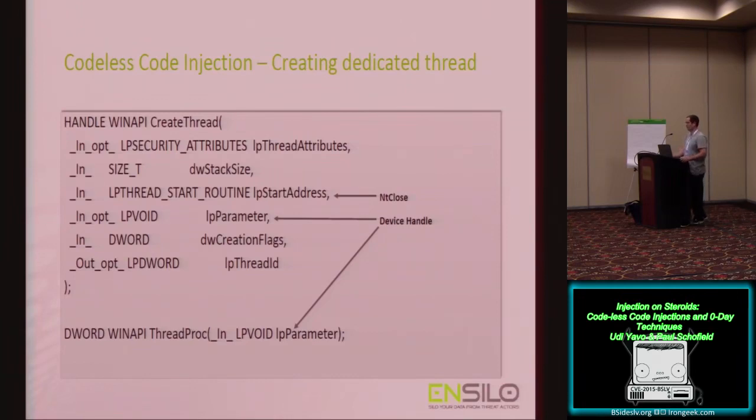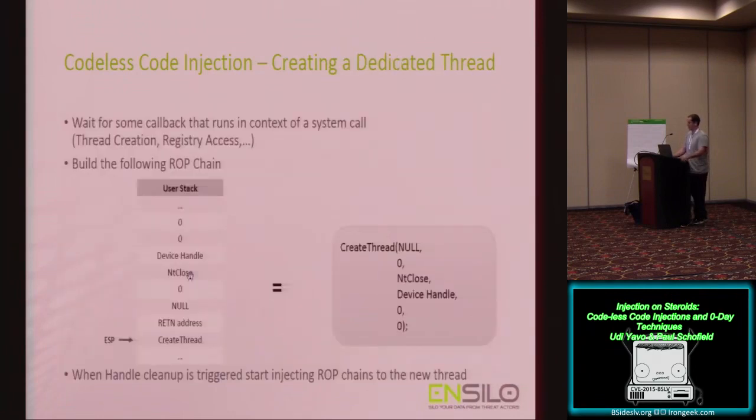Basically, there are two arguments we care about. The first one is the procedure that the thread is about to execute, and the other is the parameter it's about to receive. So what we're going to do is use the trick we did to get callbacks, and we'll set the create thread call with ZwClose as procedure and the device handle as an argument.